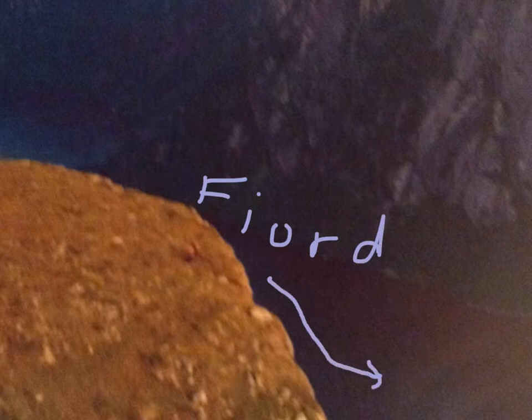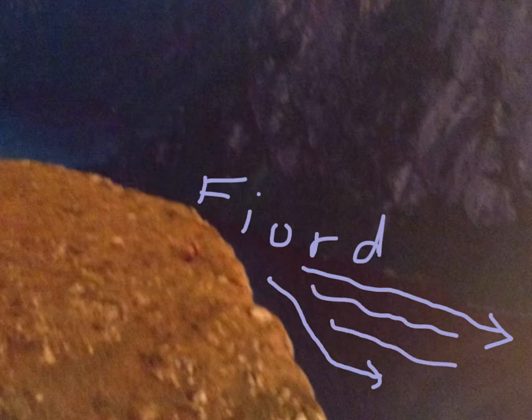Take a look right here. This is water. So what is a fjord, you ask? A fjord is a long, narrow coastal inlet. It's carved from rock by the movement of ice. Notice how high the rocky walls are. They're jagged, they're rugged. It's hard to believe that ice actually created this type of landform.